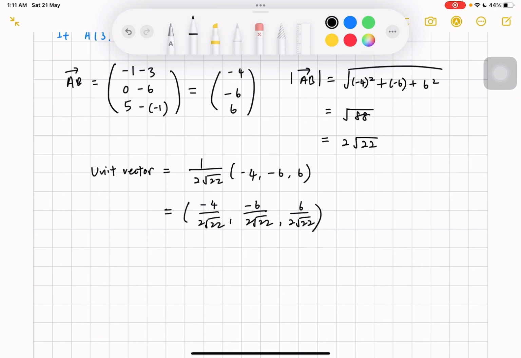Now we can further simplify it by dividing by 2 from the denominator. So 3, 2. So we can get a final answer of 2 over root 22, -3 over root 22, and 3 over root 22. And that's it.